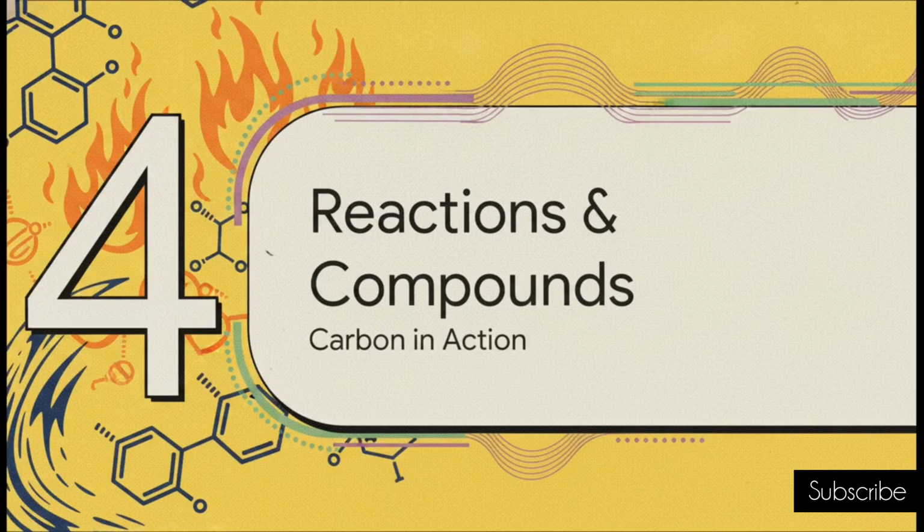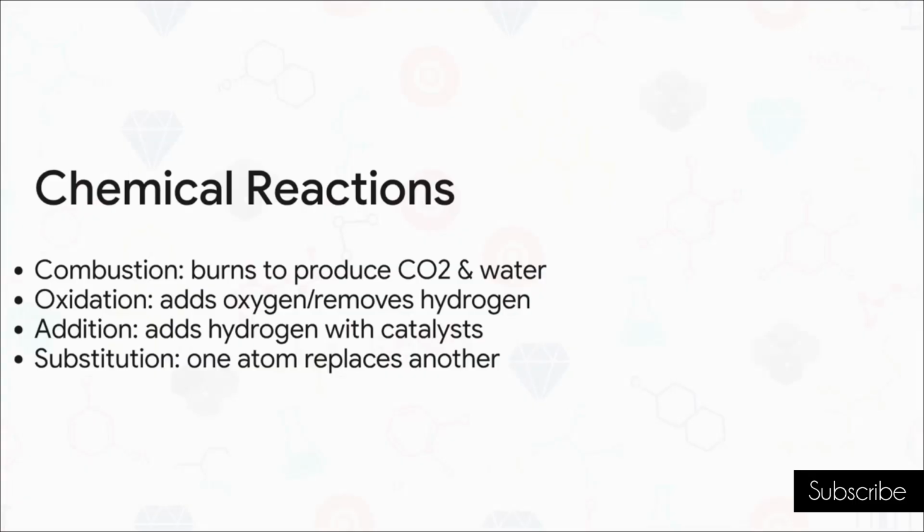Section 4, reactions and important compounds. So how do these compounds actually behave? Well, there are 4 main reactions you need to know. First is combustion, where compounds burn in oxygen to produce carbon dioxide and water. Second is oxidation, which is basically adding oxygen or removing hydrogen, like when ethanol turns into ethanoic acid. Third, we have addition reactions, where unsaturated compounds add hydrogen using a catalyst. And fourth, substitution reactions. This is literally just swapping one atom out for another, like when methane reacts with chlorine.